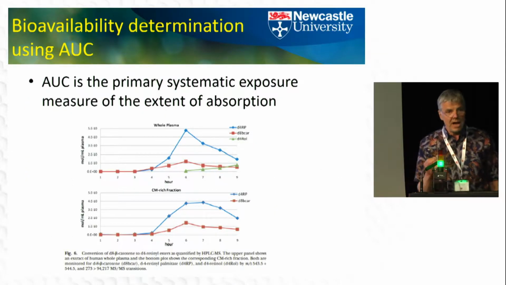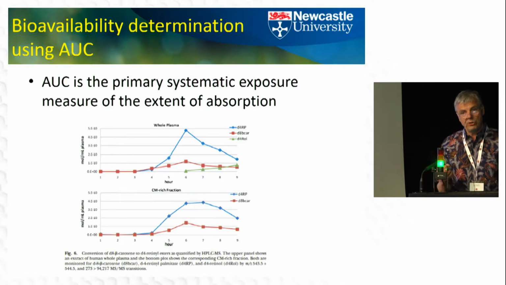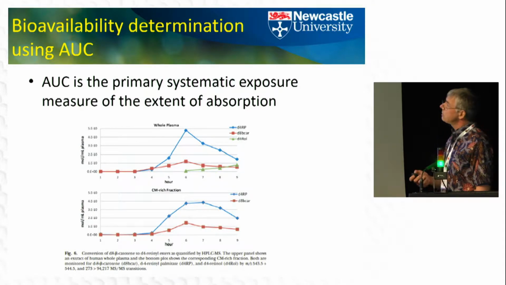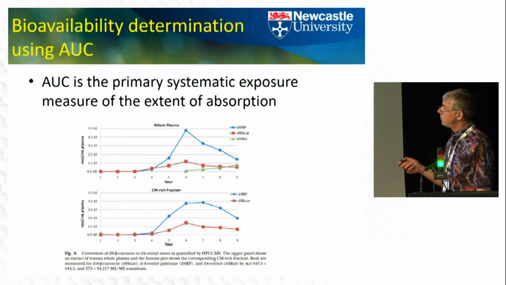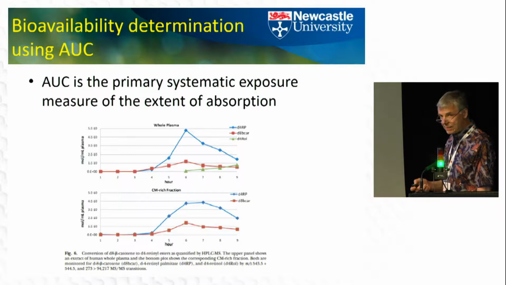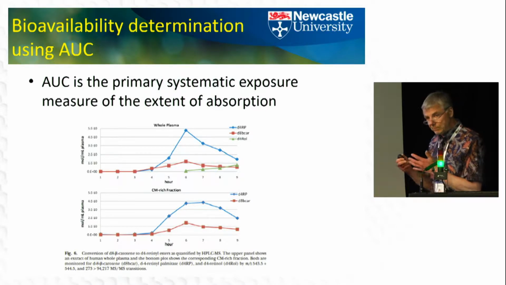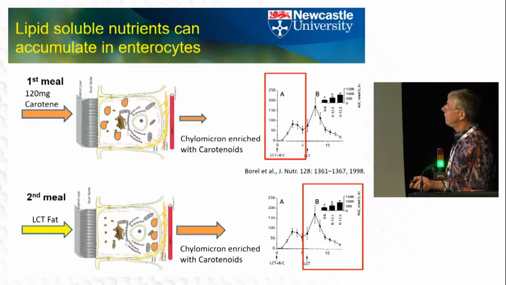Now the question is, how do we measure that in a human situation? In most cases, what we do is we measure the area under the curve, as you can see here. Some beautiful examples of where you can use isotope research-based methods, where you're looking at whole blood isotope contributions, but also chylomicron-rich fractions. And I'm going to come back to that in a minute, to show the benefits and the weaknesses of these methods.